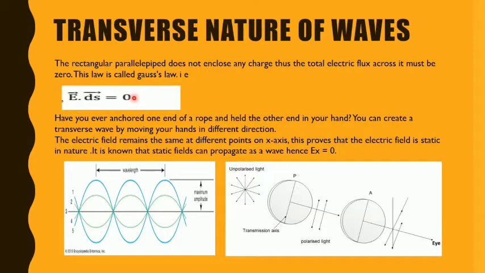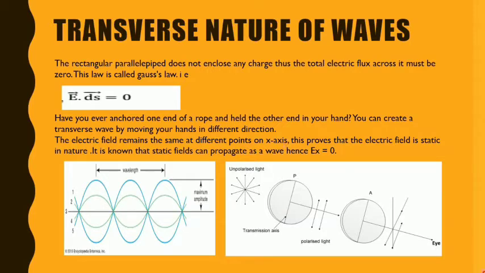Have you ever anchored one end of a rope and held the other end in your hand, and made a transverse wave by moving it in different directions? So the electric field here remains the same at each of the points on the x-axis. This proves that the electric field is static in nature. It is known that static fields cannot propagate as a wave, hence Ex is equal to 0.